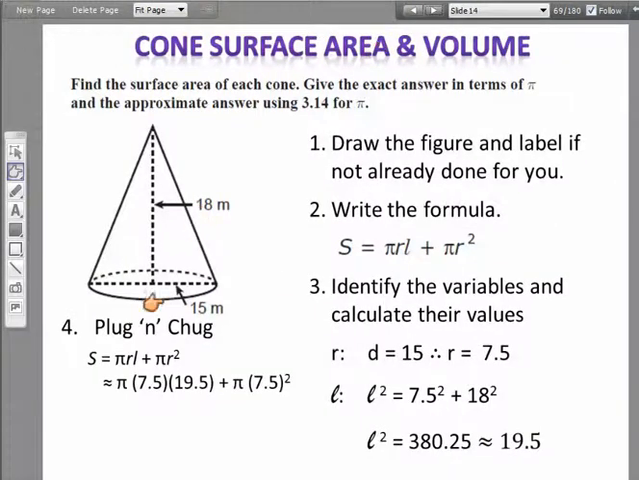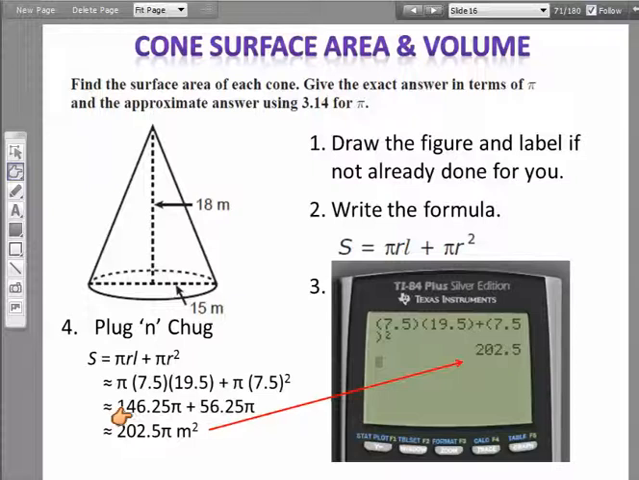So next I am going to plug and chug. There's my formula. Plugging in my radius, my slant height, and my radius again for the area of the base. Notice I did 7.5 times 19.5, I got 146.25. 7.5 squared is 56.25. Notice I'm looking for my exact, so I'm just going to leave pi there. Bring it along for the ride.